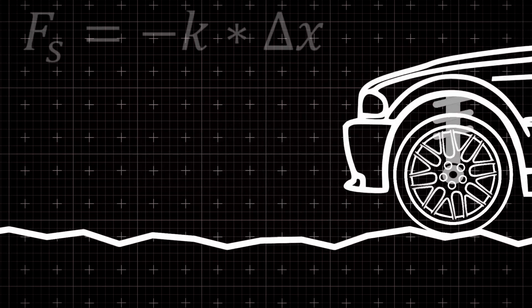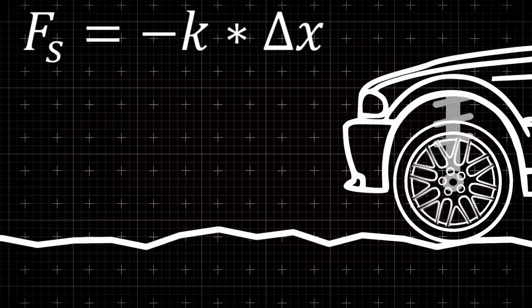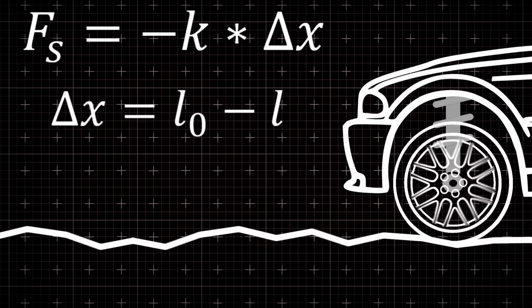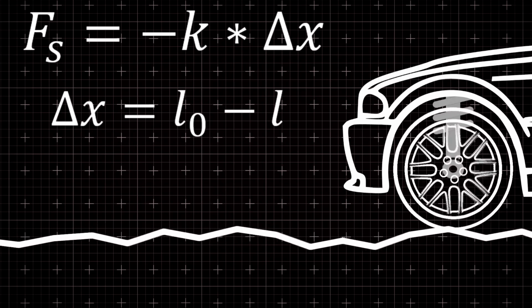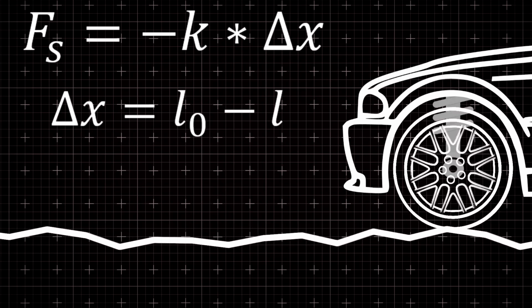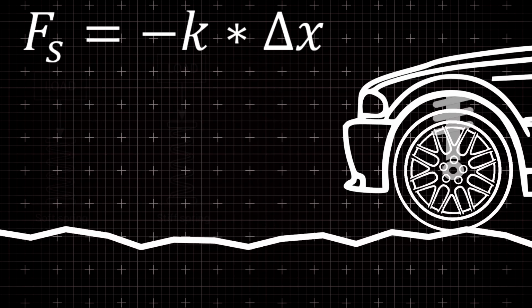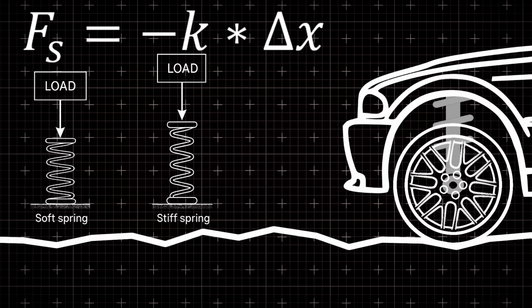Hooke's law states that the force generated by a spring is equal to its displacement multiplied by its negative stiffness. The displacement is the difference in length between the spring's resting length and the spring's current length, and the stiffness can be thought of as the strength of the spring, or how hard it resists displacement.